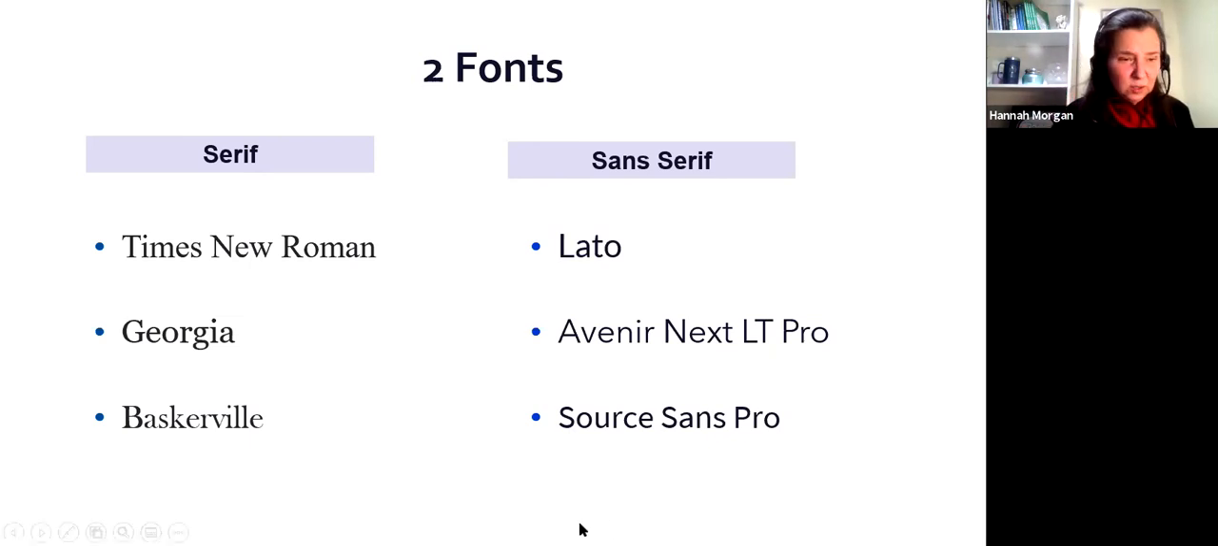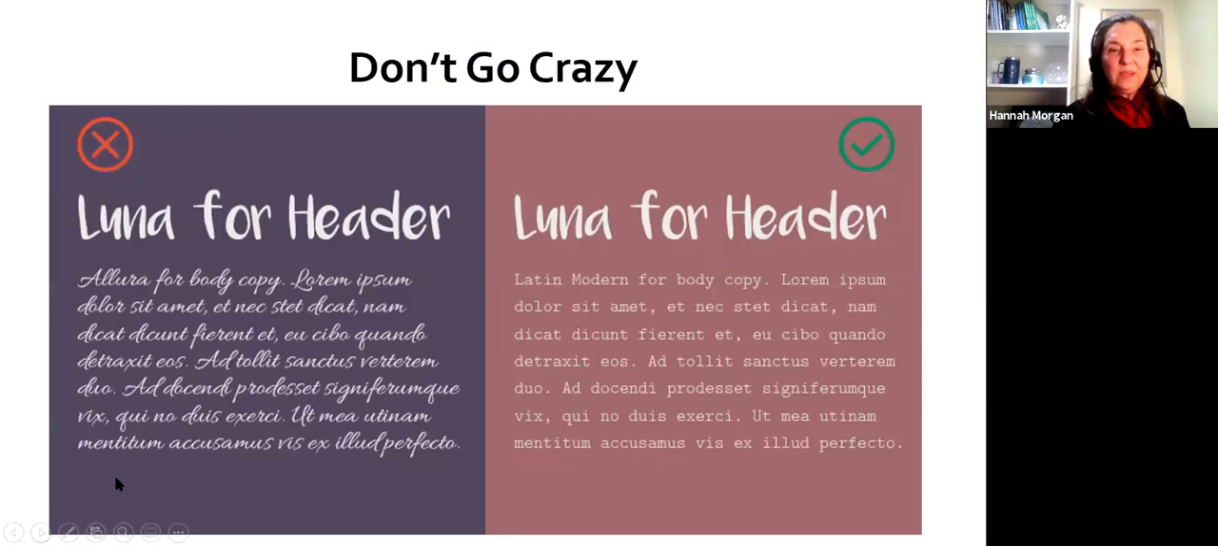But in most cases, when you see people who are designing graphics, they pick a header in usually either a sans or a serif, and then the text or the body is done in the other format. So the Luna for header is an example of what not to do. That's just way too much going on. The header's a funky font, and then the body is very hard to read. But on the other side, the Luna for header and then the Latin Modern, you have more of a wild font, but an easier to read font in the body.